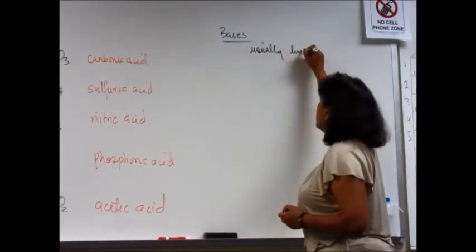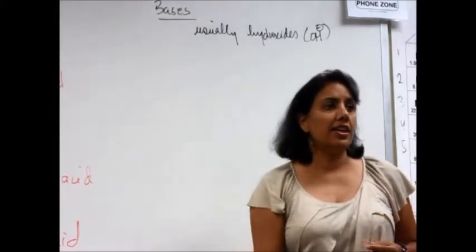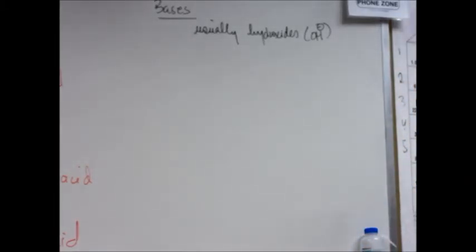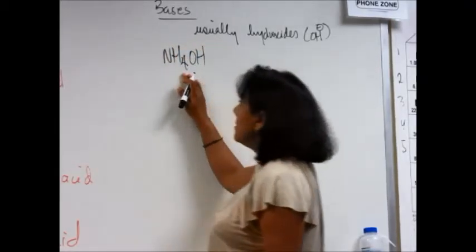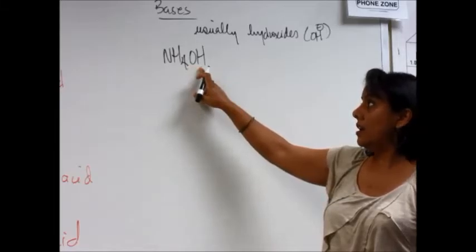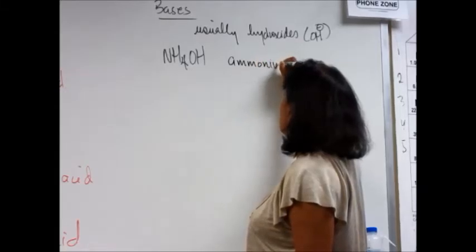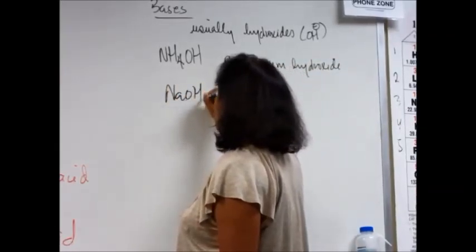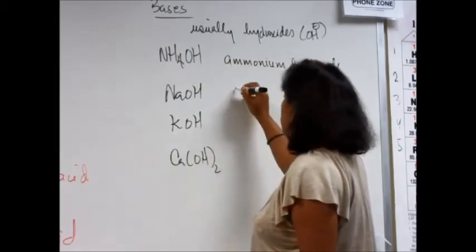These are usually hydroxides, meaning the polyatomic ion hydroxide, OH minus. So any compound that has a hydroxide in it can be considered a base. For example, what's the name of this? Ammonia. Yes, ammonium hydroxide, and then we can have sodium hydroxide, potassium hydroxide, calcium hydroxide, any hydroxide possible.